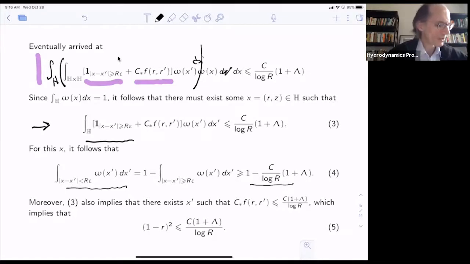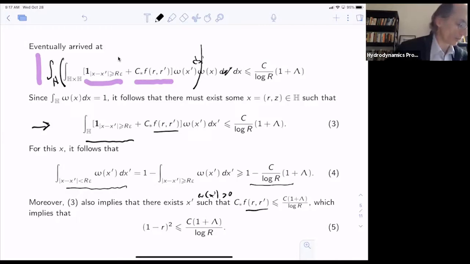And also, we know that the integral of this is small. And that tells us that there's got to be some point x prime where omega is positive, where this is the case. So something on the support of omega. And we saw that there's a pointwise inequality, which says that the only way this can happen is if both r and r prime are close to 1, close to the minimum value. Okay, and so from this inequality 4, we get all the conclusions we want.